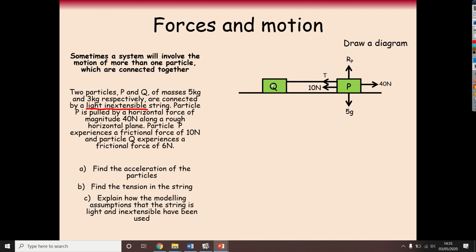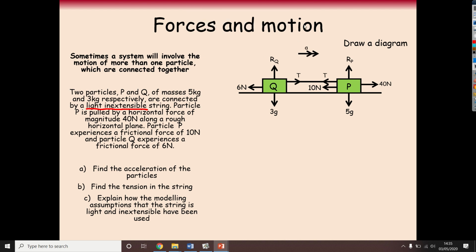So when we come to particle Q, there's going to be an equal amount of tension pulling out that way as well. But let's just put the rest of the forces on. 6 newtons, 3g for the weight, normal reaction force, and there it is. Look, tension is the same. Make sure that your tension pulls away from your objects. Try to point it in the right direction.